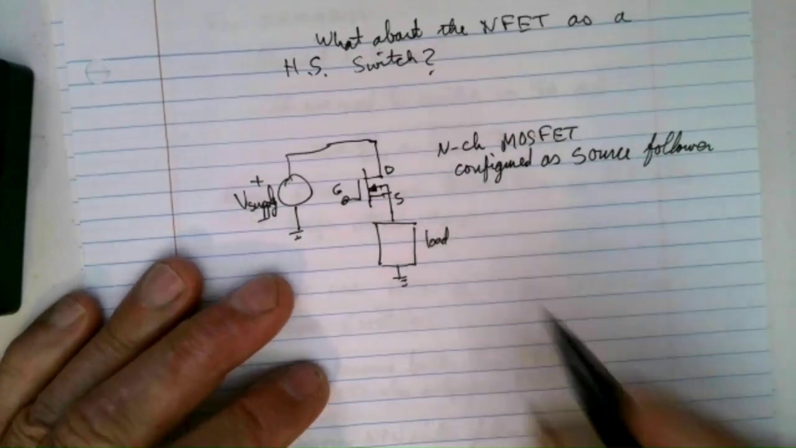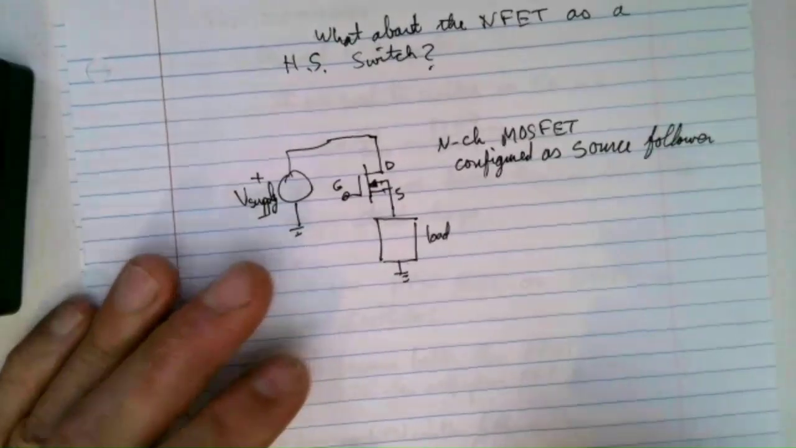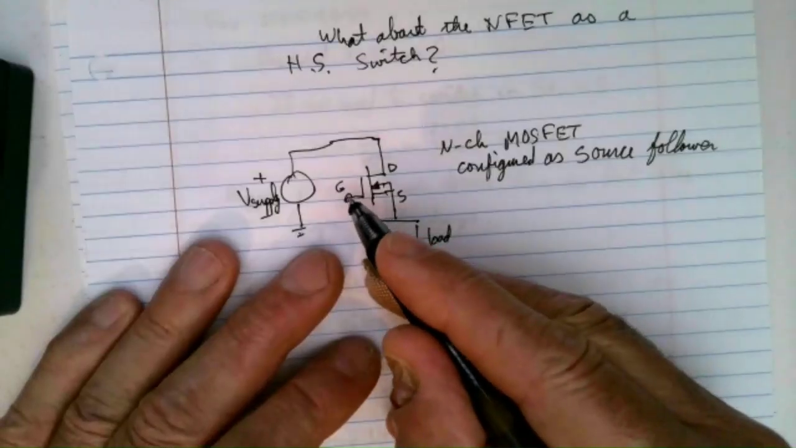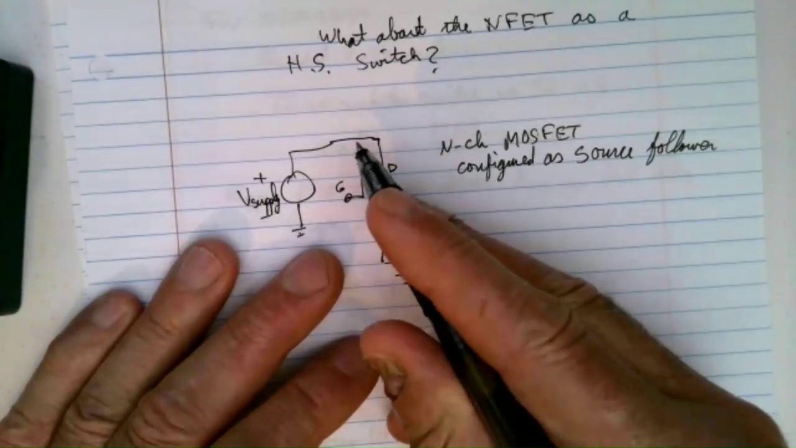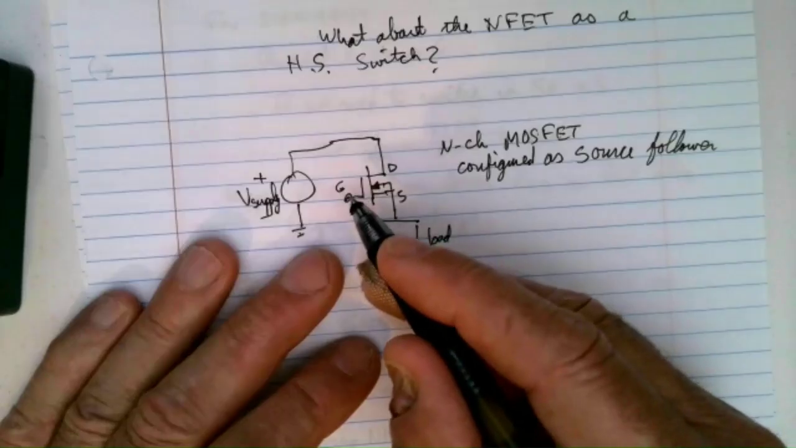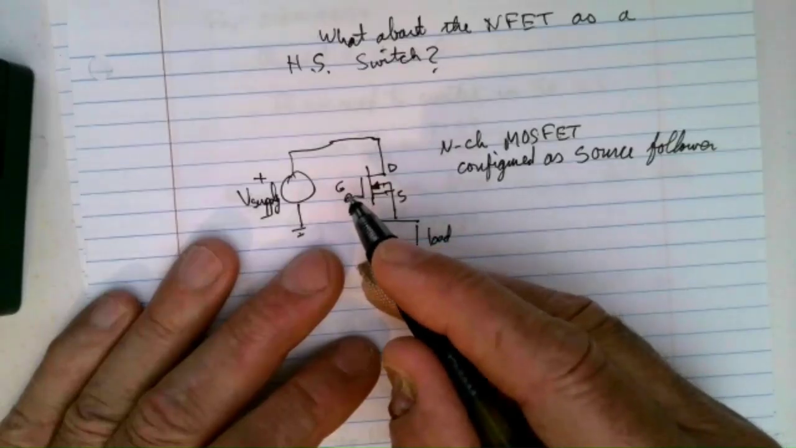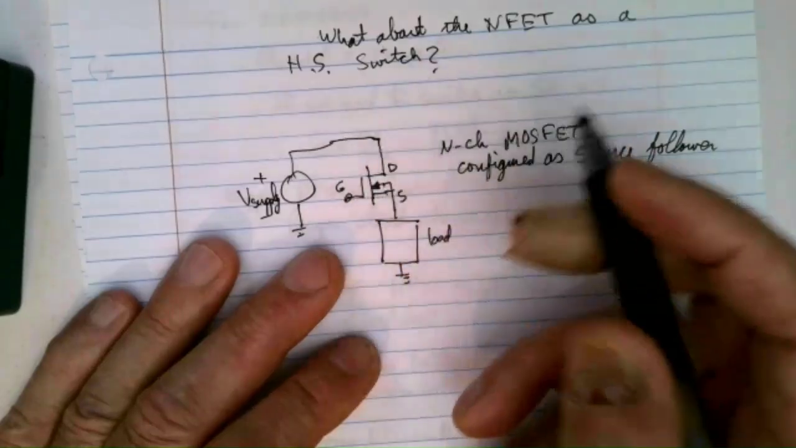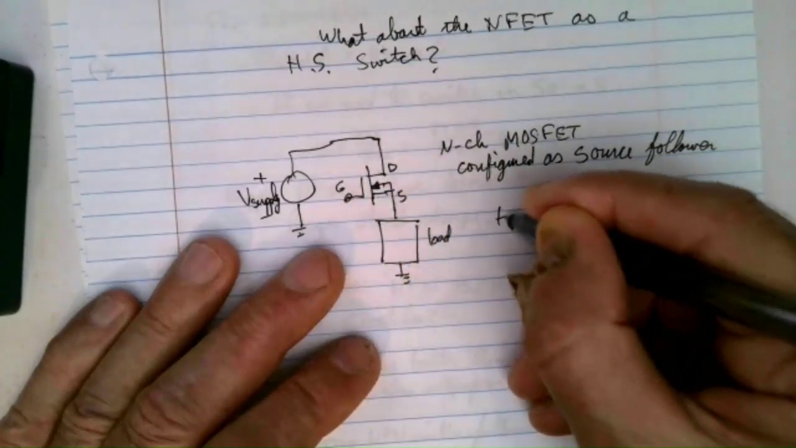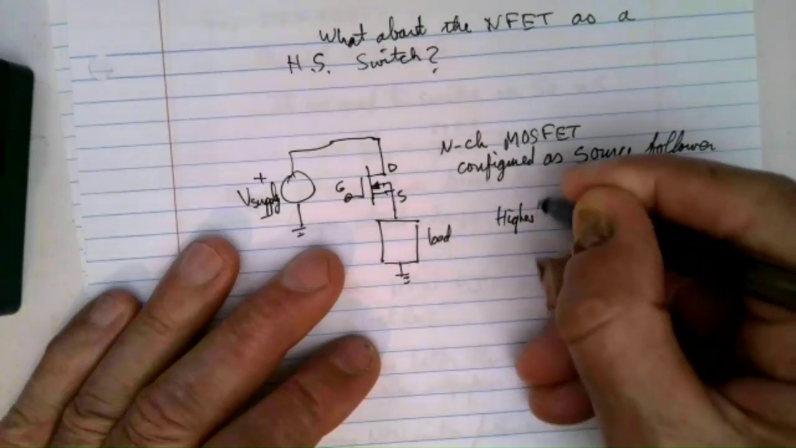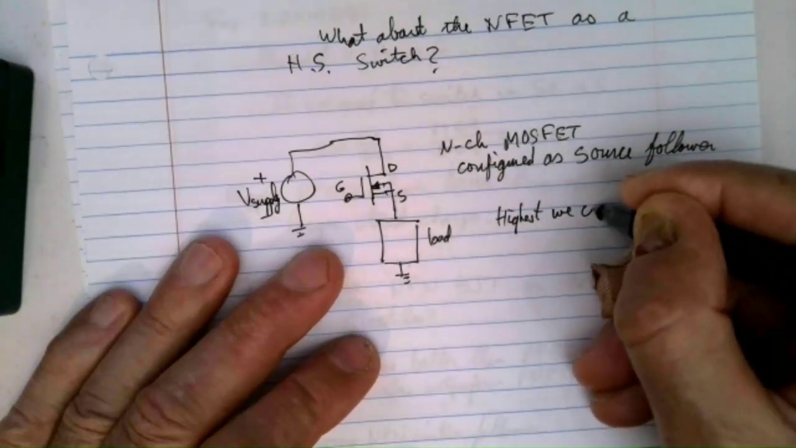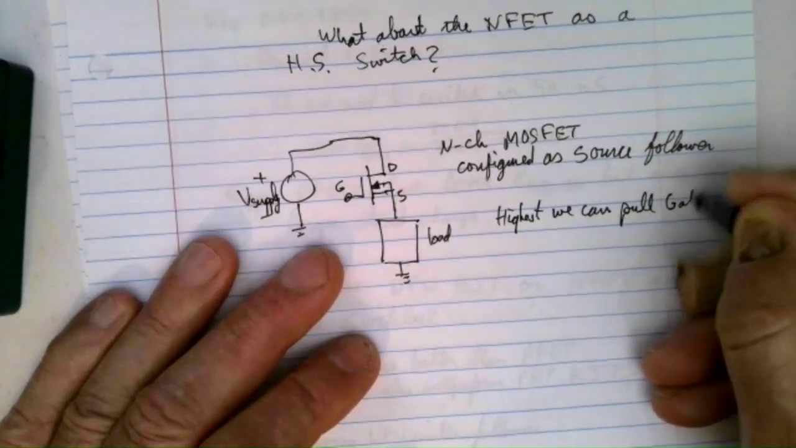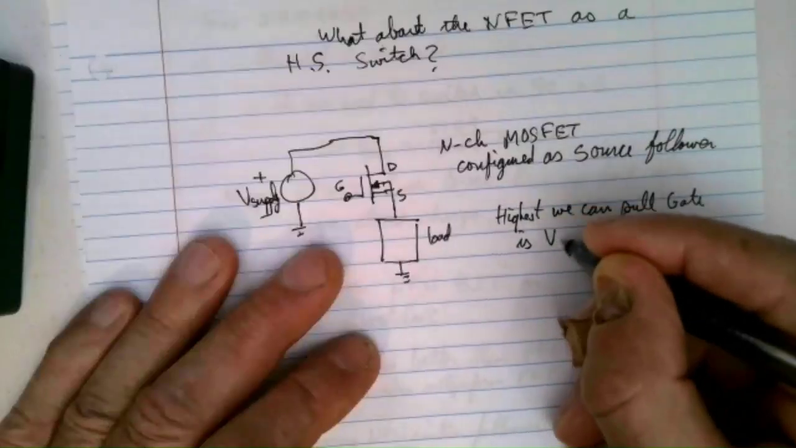All right, so what is the disadvantage here? So again, we're stuck. The highest you can pull this gate up to is the supply voltage. And because of the fact that there's no steady state gate current, it's reasonable that we could actually pull the gate all the way up to the supply voltage and have it stay there. So the highest we can pull the gate is V supply.